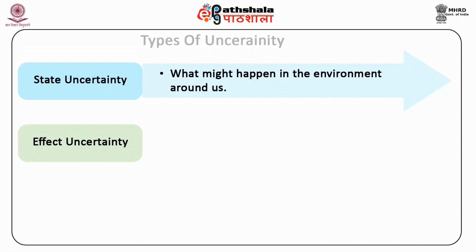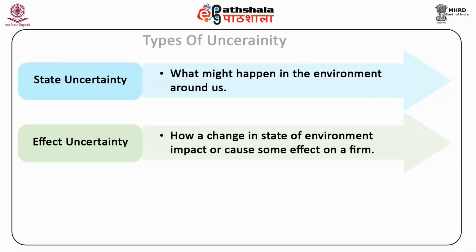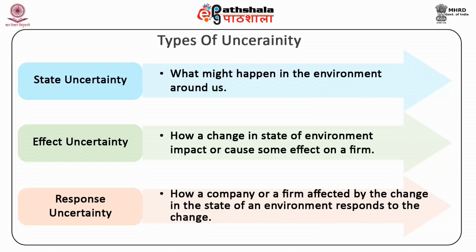The second is the effect uncertainty: how a change in the state of the environment impacts or causes some effect on a firm. Continuing with the above example, the spread of an epidemic in society will adversely affect an entertainment firm, whereas it will pose an opportunity to a pharmaceutical company. The third uncertainty is regarding how a company or firm affected by the change in the state of the environment responds to the change. Like, the pharmaceutical company may decide to quickly increase production or let the competitors have an advantage. All these different kinds of uncertainties lead to various types of risk.